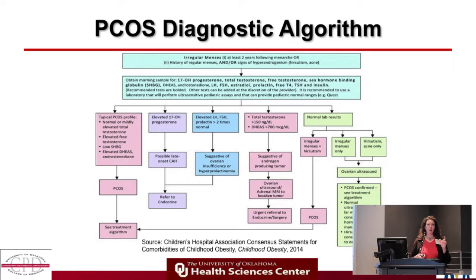The biochemical diagnosis is a high free testosterone, not total, but a free testosterone, so you've got to have a lab that can do that for you, and a low sex hormone binding globulin. Those are really the main markers if you're going to make a biochemical diagnosis.